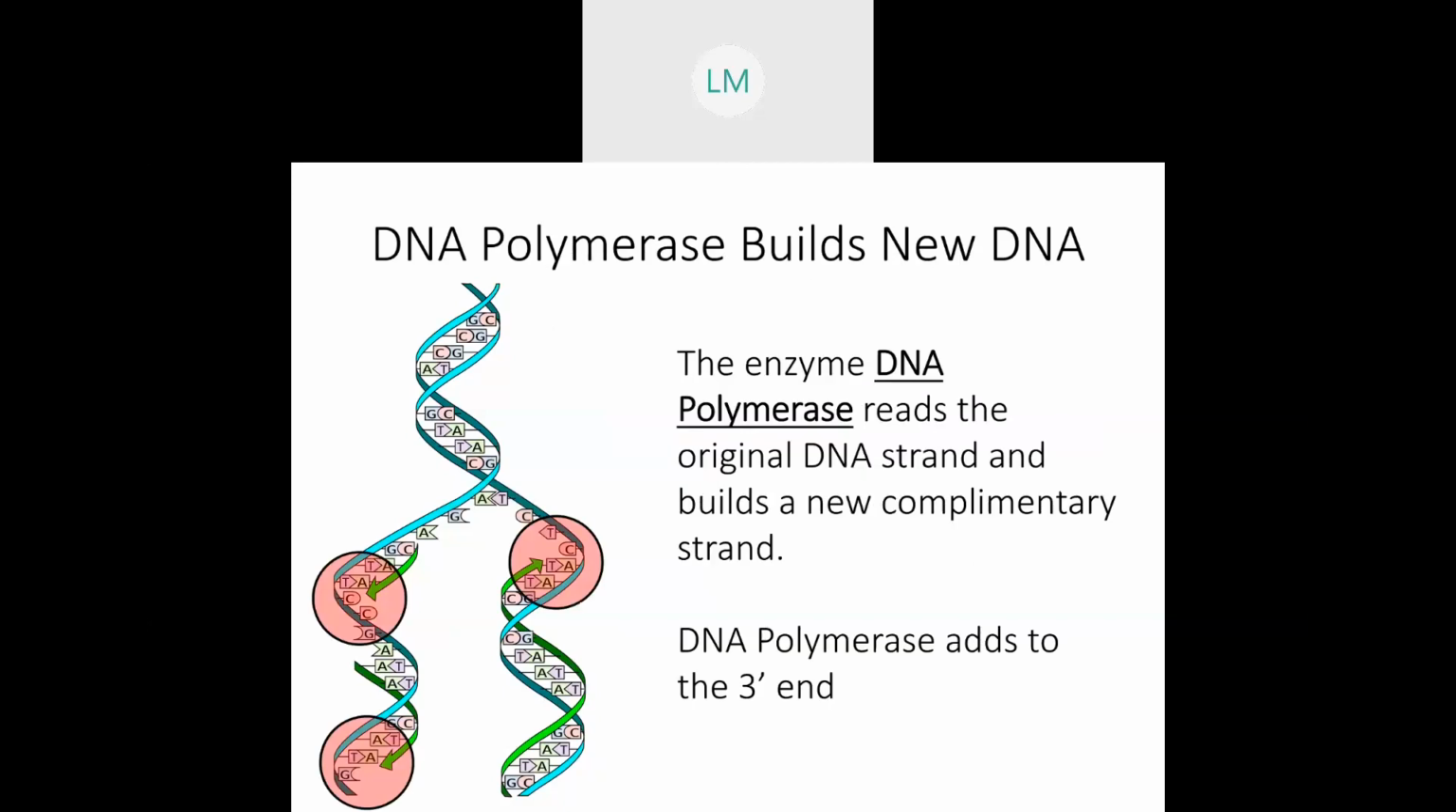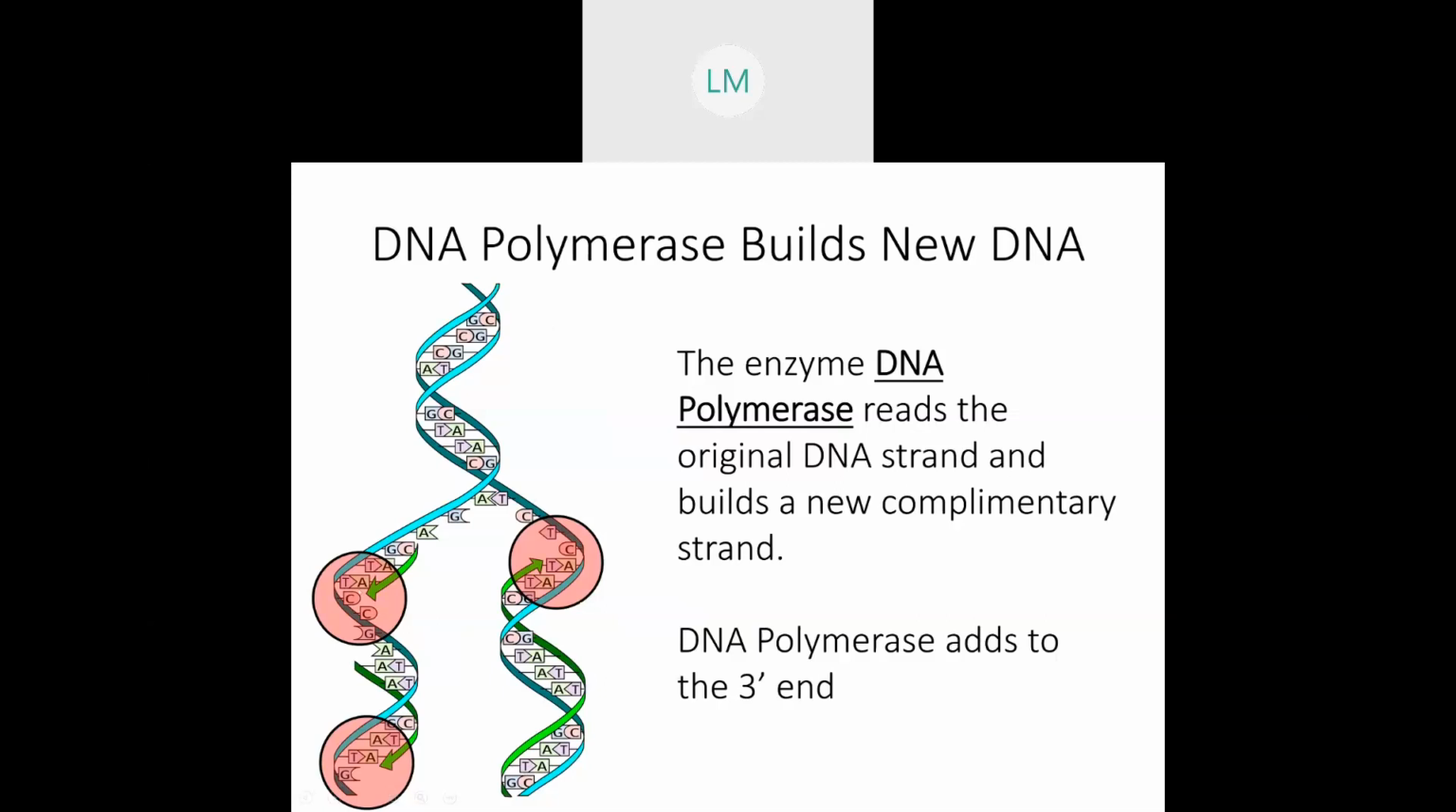So DNA polymerase, that's what's building our new DNA. It's reading our original DNA strand and it's building a complementary strand. And it can only add new nucleotides to the 3 prime end of the growing molecule. So it has to go in the 5 prime to 3 prime direction. So because of that, we can go in one continuous motion on one side of the molecule, right? Because if we're building in the 5 prime to 3 prime direction, we can read from the 3 prime to the 5 prime continuously in one strand.